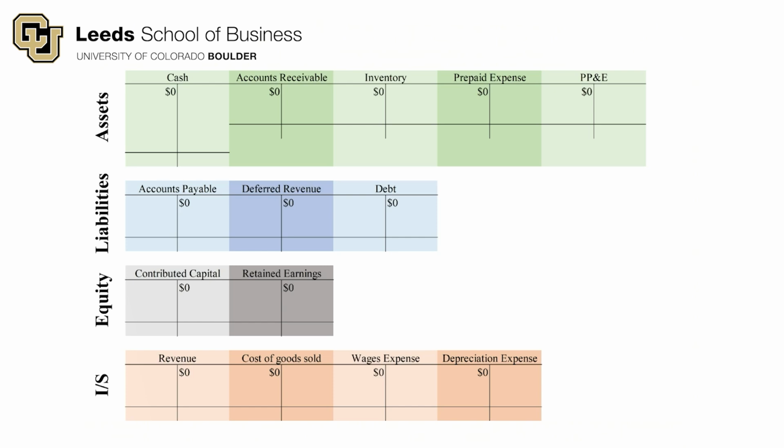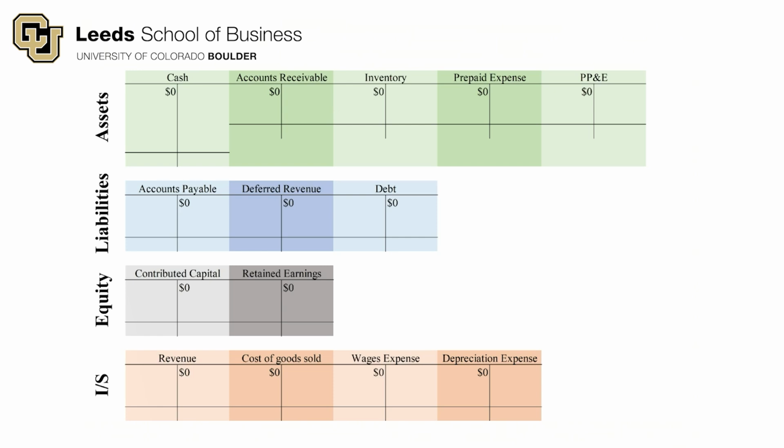So for asset accounts, the zero is on the debit side, which is the left side of the account. For liabilities, the zero is on the right side, which is the credit side, which is the normal side for liabilities. And the same with equity. The zero is on the right side, which is the credit side.